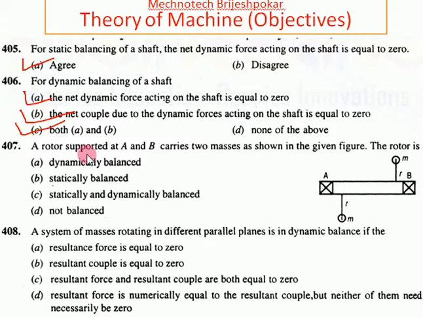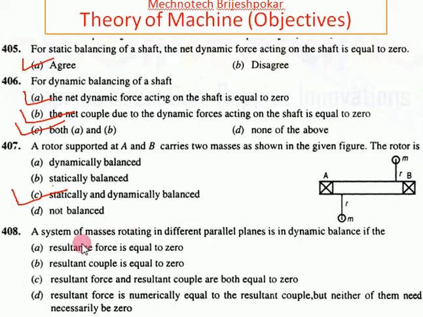Now the rotor supported at A and B carries two masses as shown in the figure. Here this is A and B is supported here, and two masses here. Okay, and so we can say this rotor is statically and dynamically balanced, because here MR and here also MR is given and they have the same distance here, right?